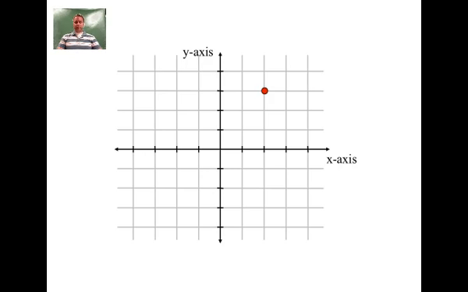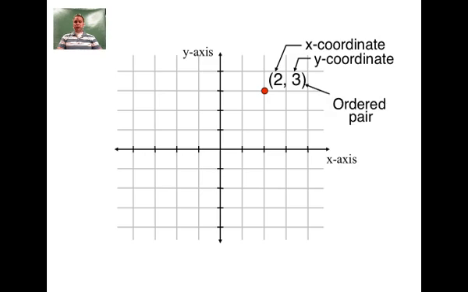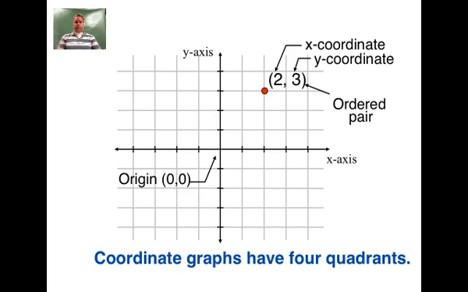If we're plotting a point, here's an example of a point. Its coordinates are 2, 3. The first number is what's called your x-coordinate. Your second number is known as your y-coordinate. They're called an ordered pair. That's known as the origin. The origin is where the two axes cross, the x and y axes, or the horizontal and vertical axes cross. And that's 0, 0.